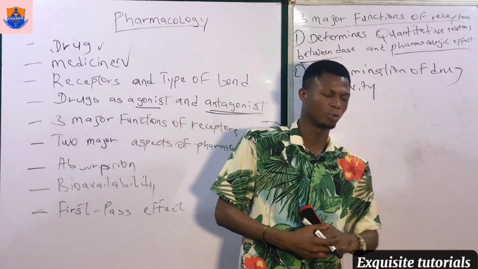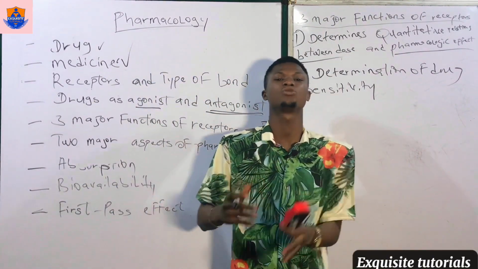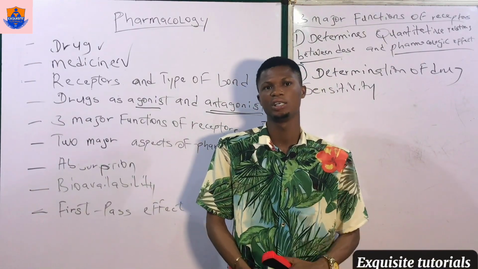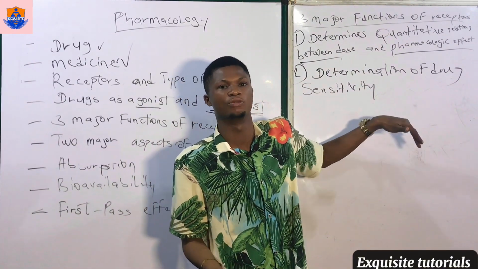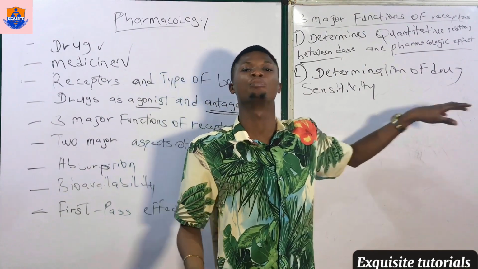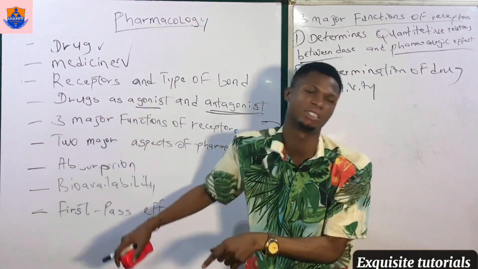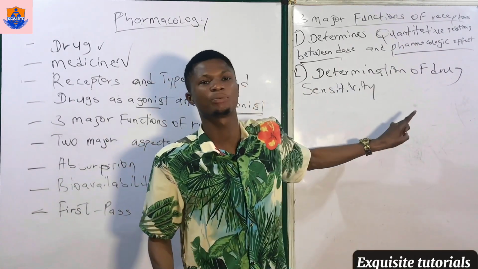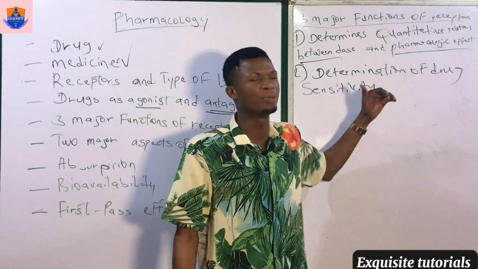Let's say, for example, you are feeling pain and you need to take a drug that can bind to a receptor that is causing pain. If you take a drug that can only bind to a receptor that is causing cough, you will take all the drugs, kill yourself with drugs, but at the end of the day, your pain is still there because you are taking the wrong drugs, which is binding to the wrong receptor. But when you take the drug that binds to the receptor causing pain, you will discover that immediately you take it, your pain will be gone.